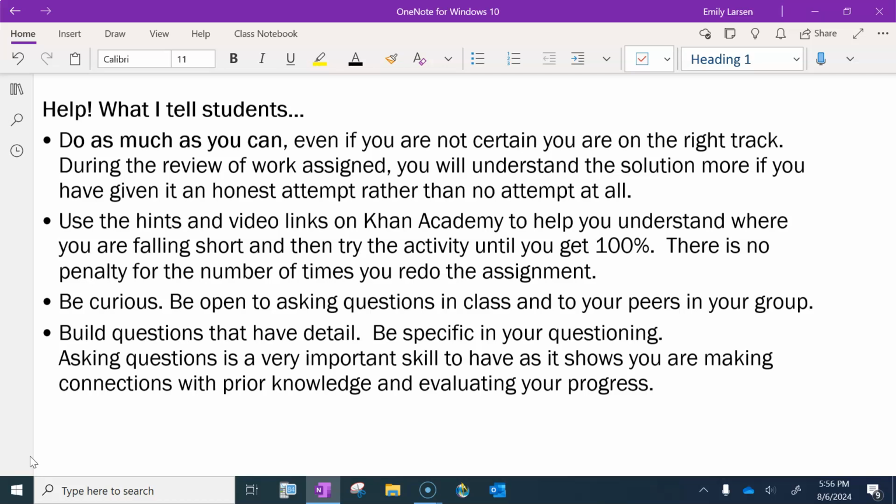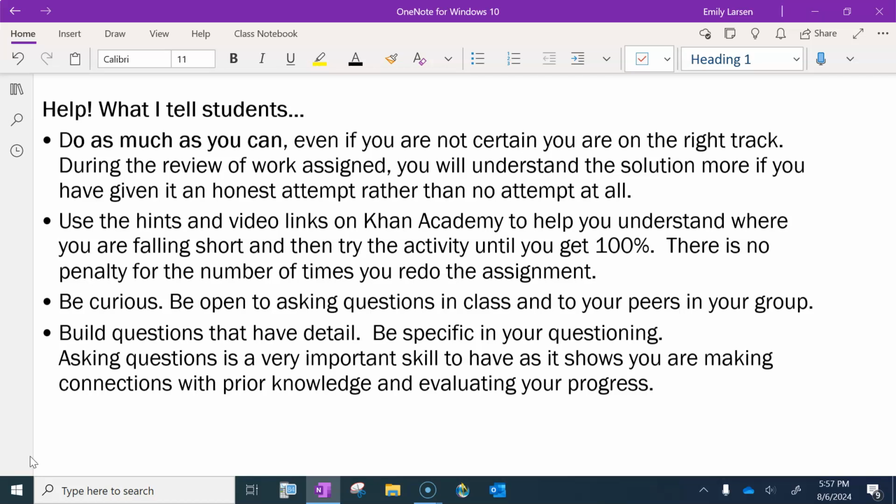Help. What I tell students if they need help: do as much as you can, even if you are not certain you are on the right track. During the review of work assigned, you will understand the solution more if you have given it an honest attempt rather than no attempt at all. Use the hints and video links on Khan Academy to help you understand where you are falling short, and then try the activity until you get 100. So continue to redo to improve learning outcomes. There is no penalty for the number of times you can redo the Khan Academy assignments.